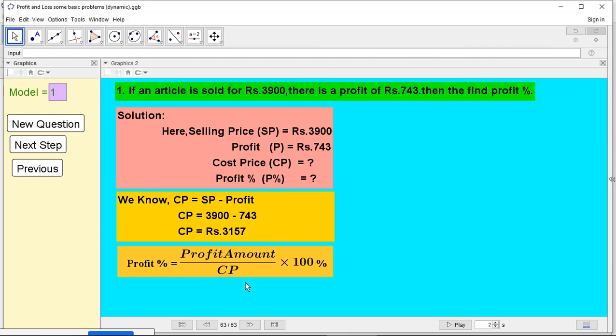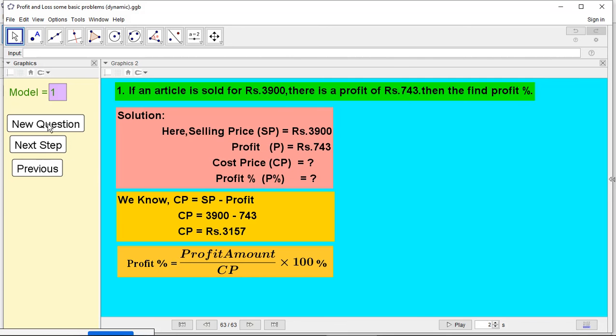Yes, more engaged. Yes, many students. Bidan, Puja, Subibu, Sandeep, 23.53. Let me check. Next step. 23.53 or 5.4. Excellent. Thank you.